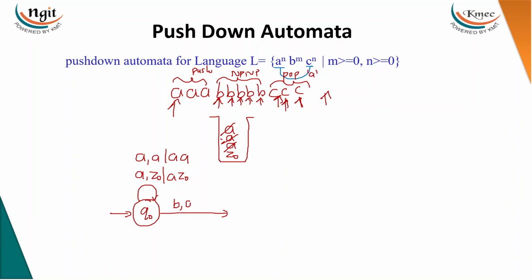Then, if it is B, take the next state because we should not allow to take A's again. So B, the top of the stack is what? A. Then no push, no pop. Same thing. BA, no push, no pop. But how many B's can occur? Any number of B. That's why you take a self loop one more time. So BA, no push, no pop.